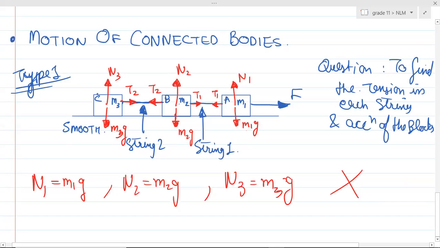Now only see the horizontal motion. Only see the horizontal motion. Let us say this block goes with an acceleration A, right? Yes, sir. If I say block A, I don't require these equations. So in spite of writing a cross, I'll write not needed as of now. Right?